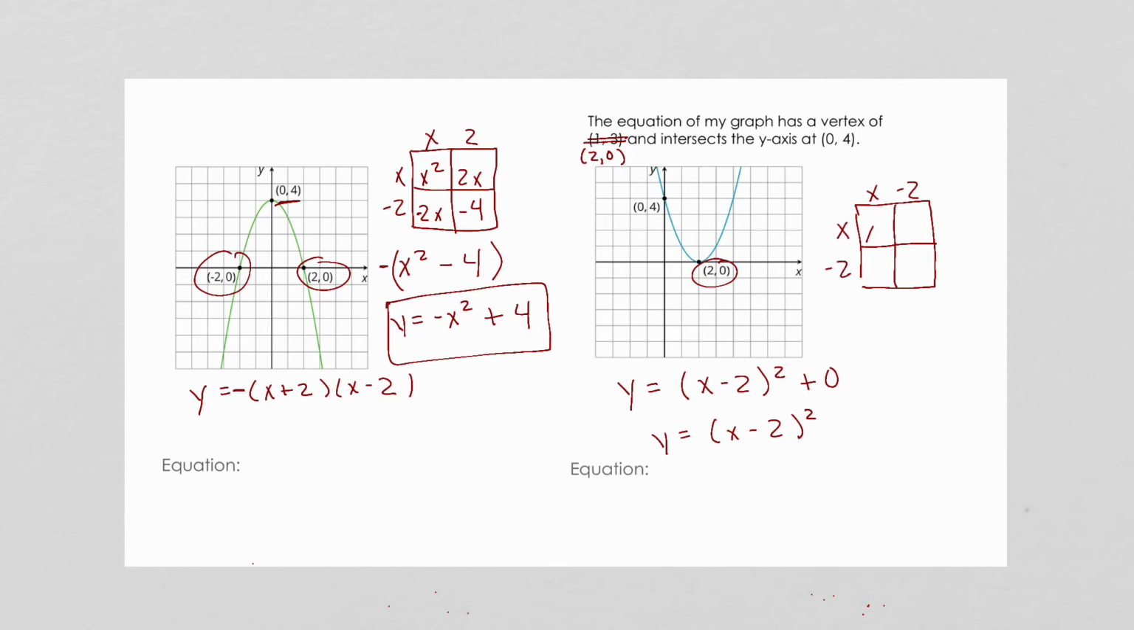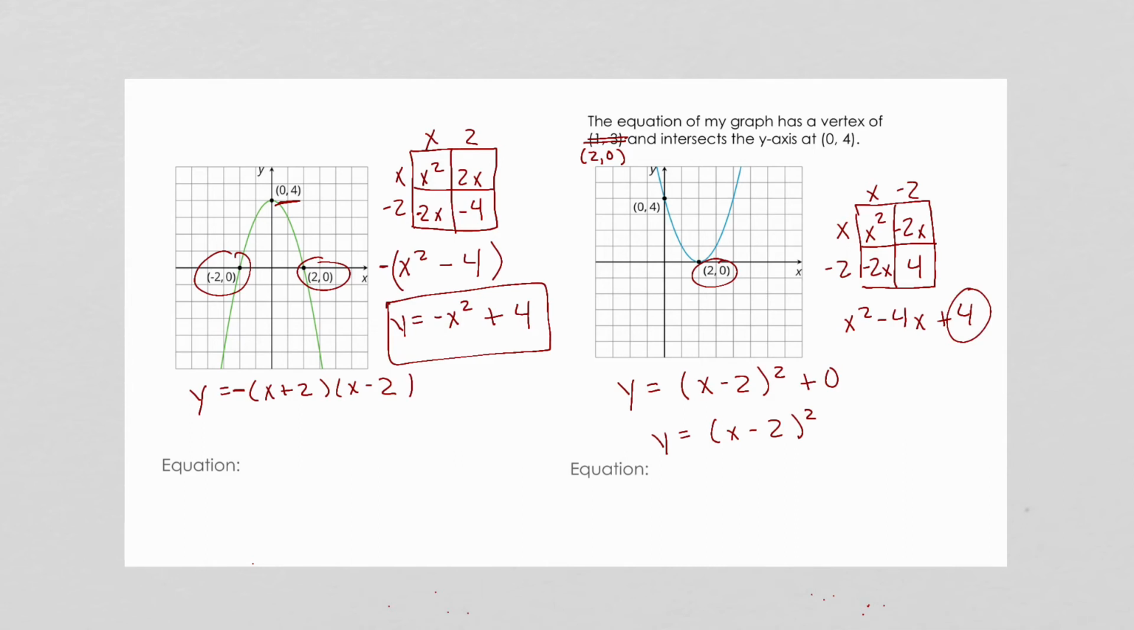So if I were to do that, I would get x squared minus 2x minus 2x. Negative 2 times negative 2 is 4, so I would get x squared minus 4x plus 4. There's my equation in standard form, and look, my y-intercept is 4, so I'm good.